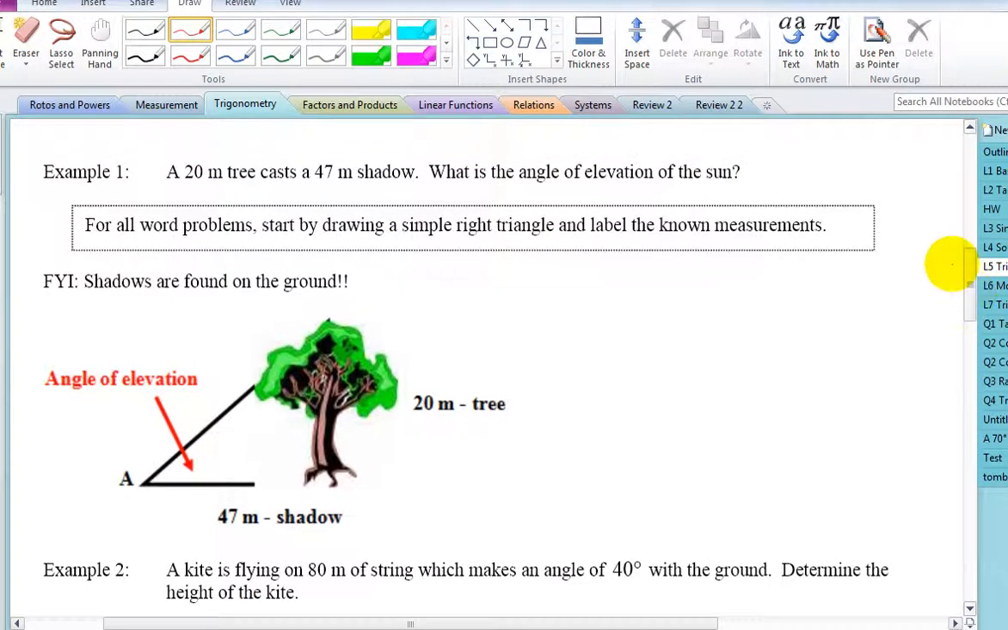A 20-meter tree casts a 47-meter shadow. So we underline that. What's the angle of elevation of the sun?